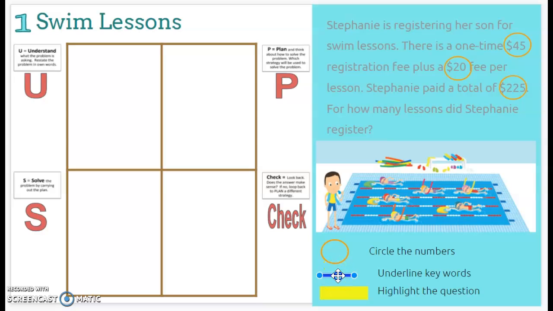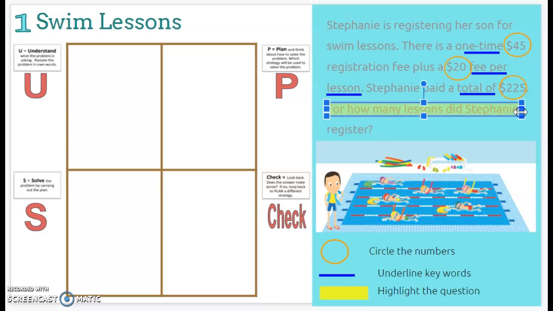I'm going to underline any key words. So total of, that's a keyword. Per swim lesson, this is the fee per swim lesson, so that's going to be the next key phrase. And then the last one is a one-time $45 fee. So I have the one-time $45 registration fee, $20 per lesson, and a total of $225. I am then going to highlight what it is they're asking for.